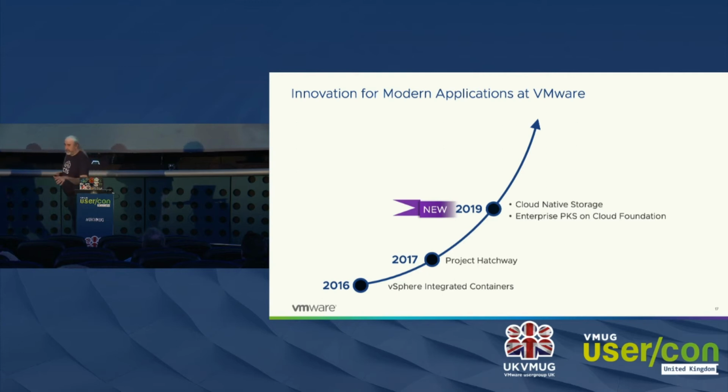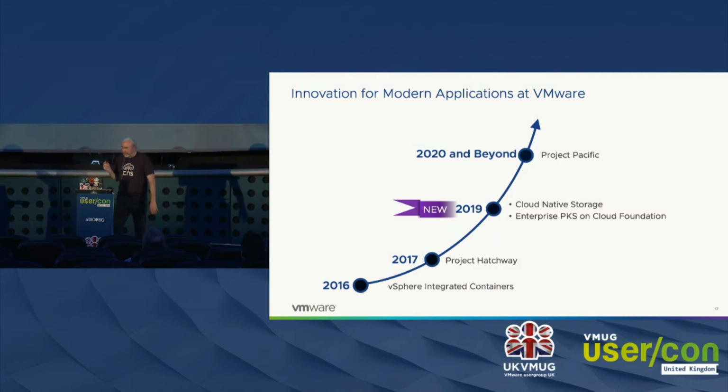Now, if you were here for the session just before lunch, you'll be aware that there's a lot of talk now about Project Pacific, which is essentially the merging of vSphere and Kubernetes together. I'm not going to spend any time on that. There was a whole session on it previously, and I think everything here has been recorded, so you'll be able to watch that back.